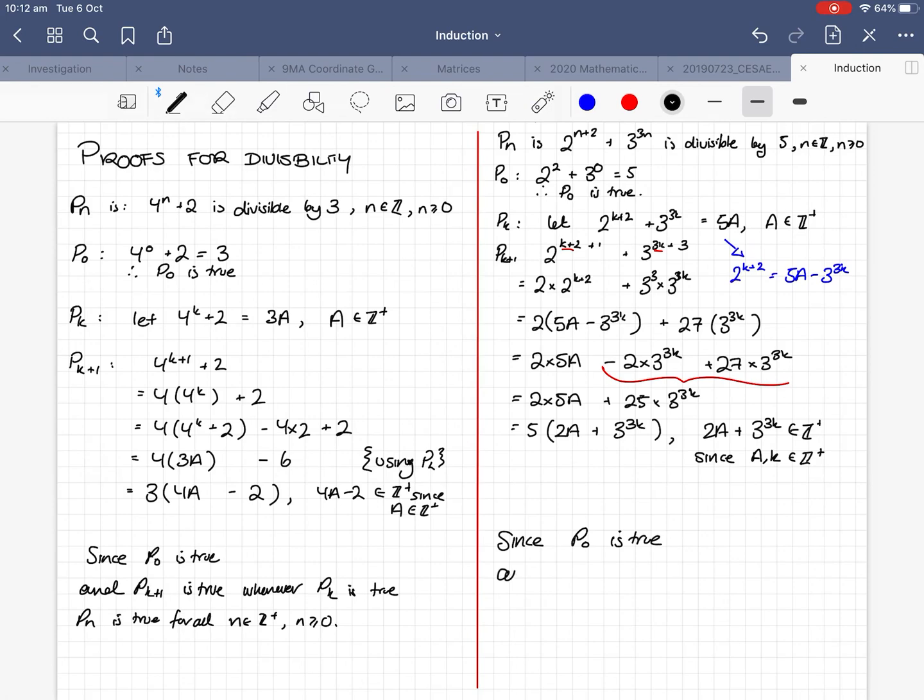Since P0 is true, and Pk plus 1 is true whenever Pk is true, Pn is true for all non-negative integers n. And that is divisibility.